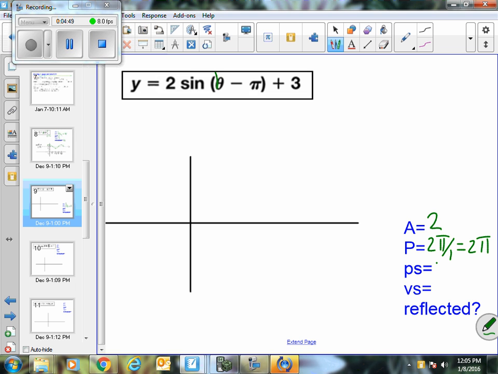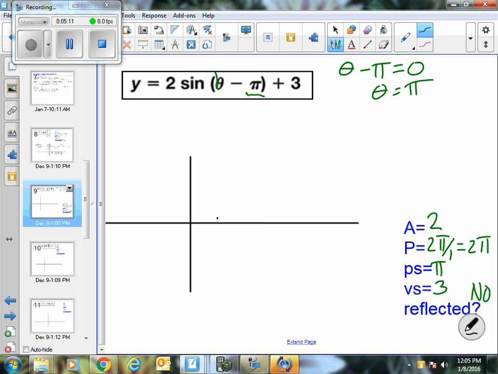We do have a phase shift this time. It's going pi to the right because it's a minus. Remember your couple ways of looking at it. Whatever the number is in there, if that k value is a 1, well, that's your phase shift. Otherwise, just set that equal to 0 to see how far you've shifted from 0. Solve for theta. That's your phase shift. So we're going pi to the right. Vertical shift is up 3, and it is not reflected. There's no negative out front.